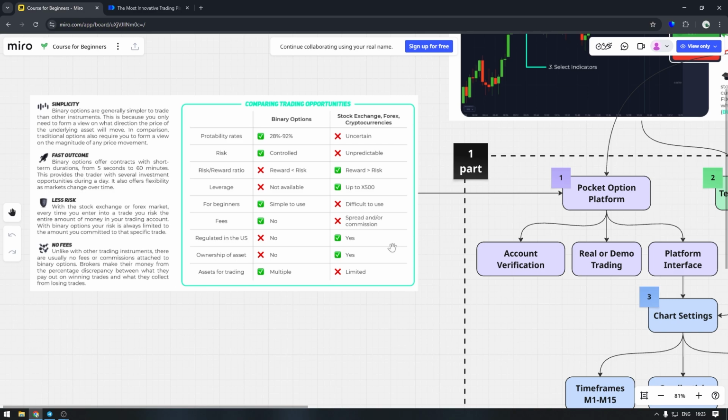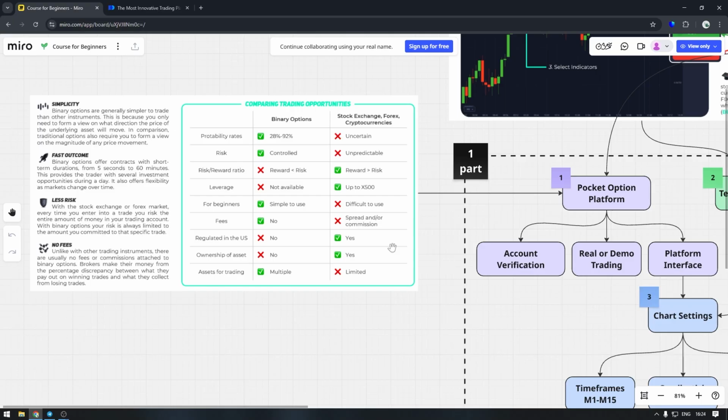Then, third one, fast outcome. Expiration times from 5 seconds to several hours allow you to quickly see results and adjust your strategy. Then, no commissions. Brokers earn from the percentage disparity between what they pay out on winning trades and what they collect from losing trades.